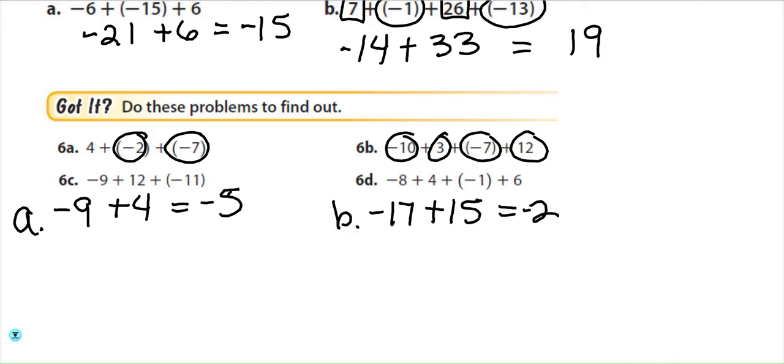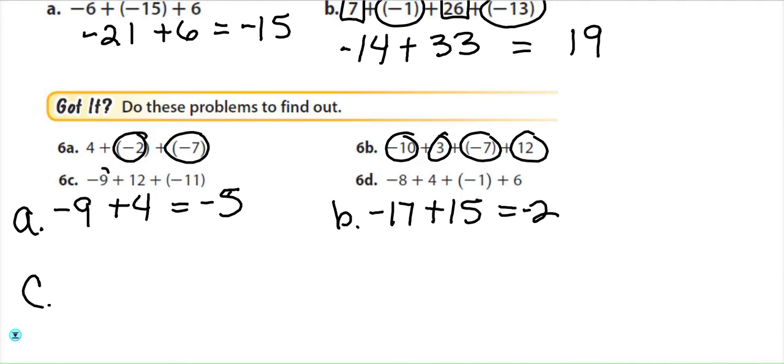All right, so if you didn't do A and B on your own, go ahead and pause it and try C and D. I really want you to make sure you try these on your own. Don't just wait and let me give you all the answers, okay? And we'll continue on. All right, so let's take a look at letter C.